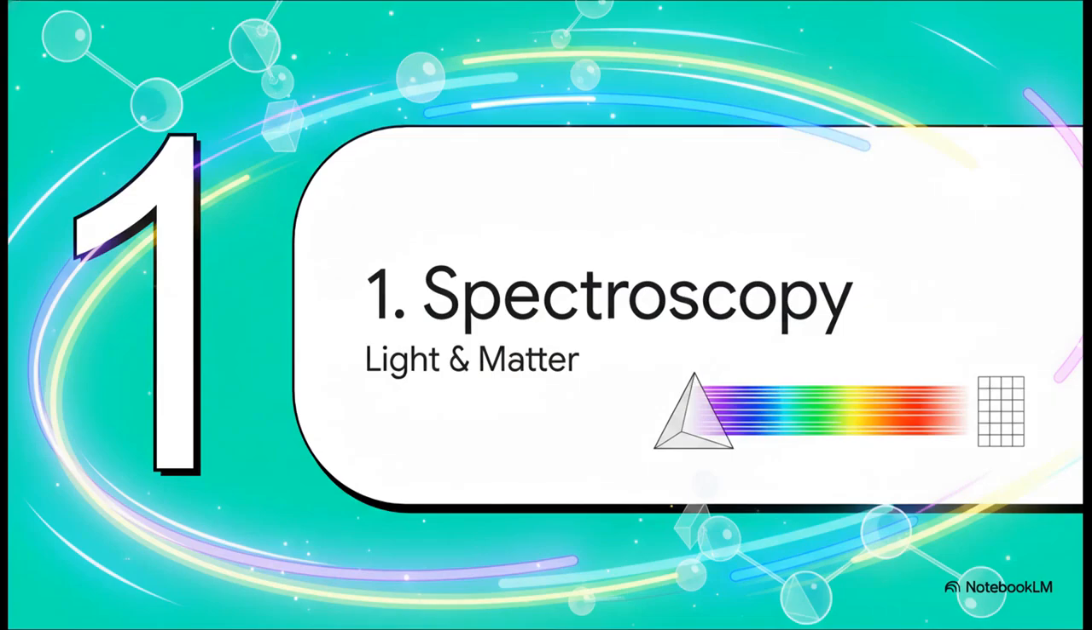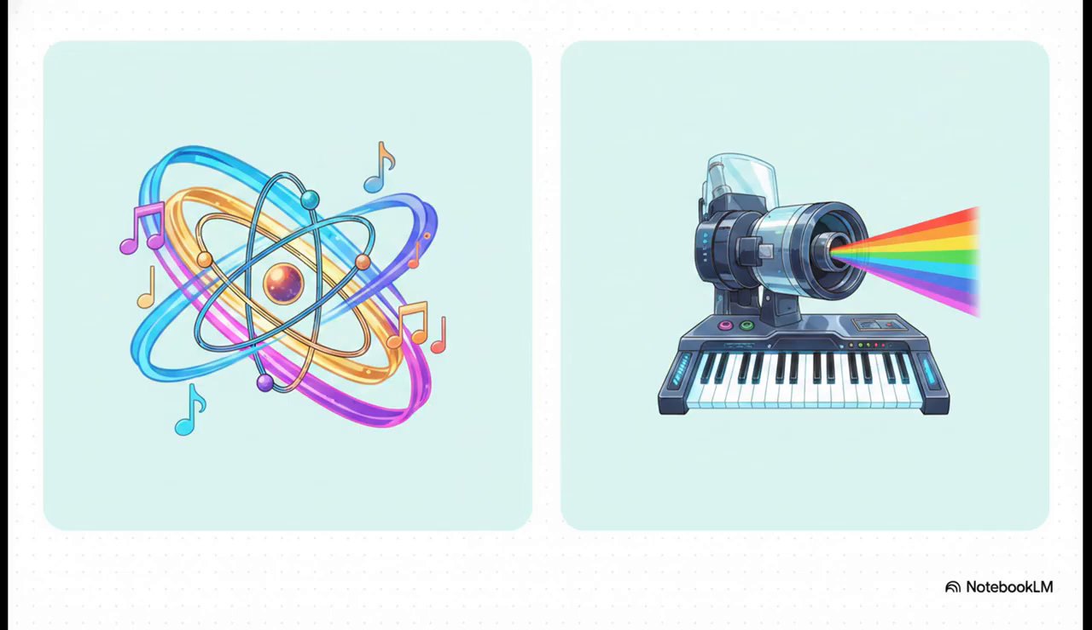Starting off with Section 1, Spectroscopy and the interaction of light and matter. Before we get into the heavy mechanics, we really need to define exactly what this word means. Now, there's a critical distinction here that we absolutely have to get right. It's crucial to understand that spectroscopy is the theoretical science. It's the study of how electromagnetic radiation interacts with matter, atoms, molecules, ions. It doesn't actually generate any results on its own. It's just the underlying physics.